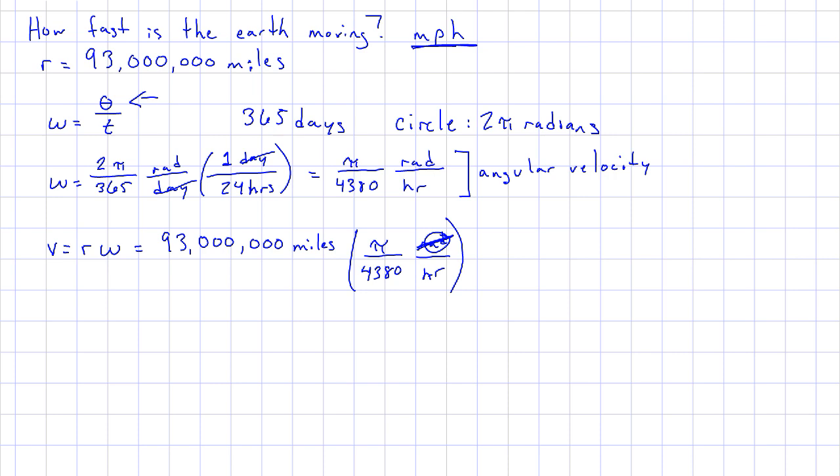I will multiply this out using my calculator to get an approximation, and it will be 66,705 miles per hour. So that is pretty quick. And that is the speed at which the Earth is moving through space as it circles the Sun.